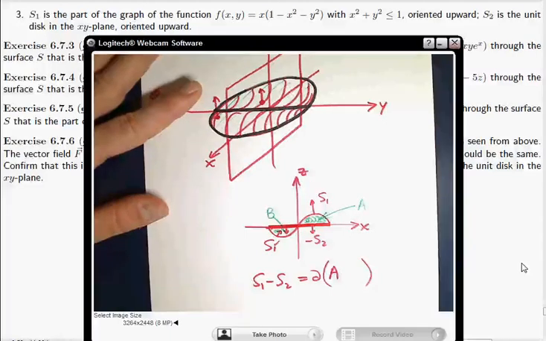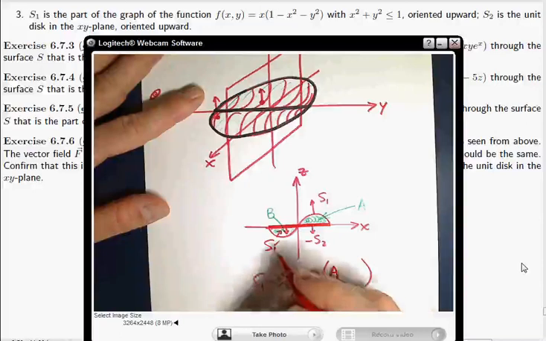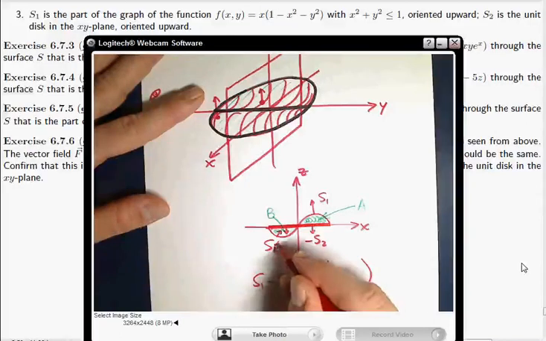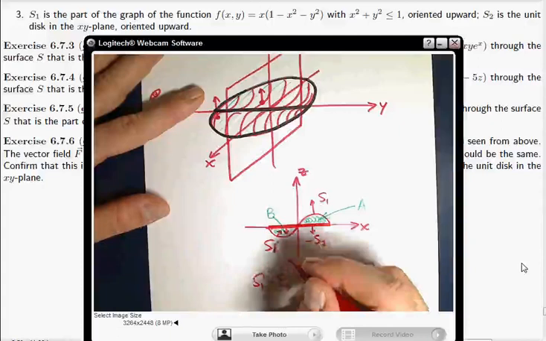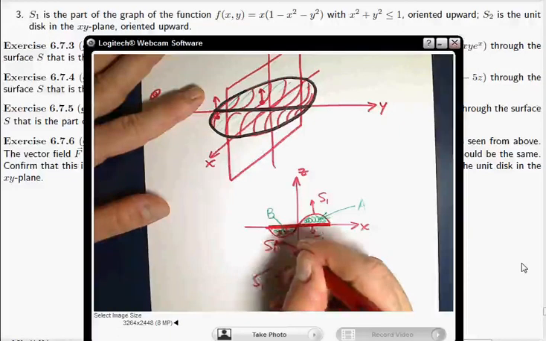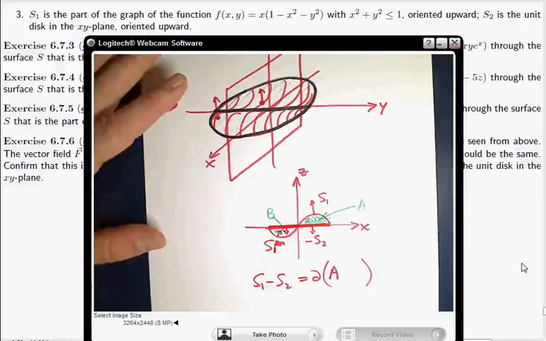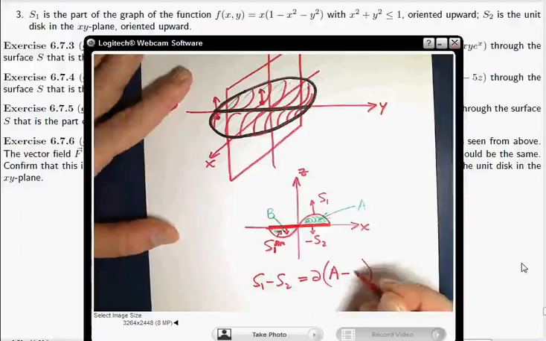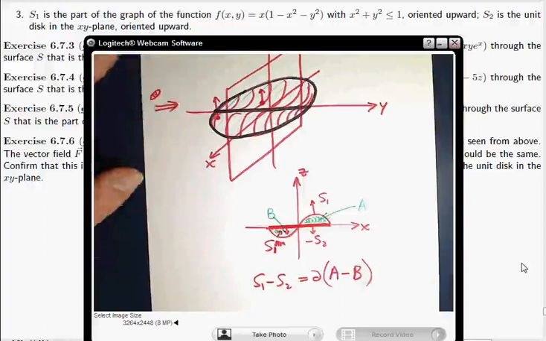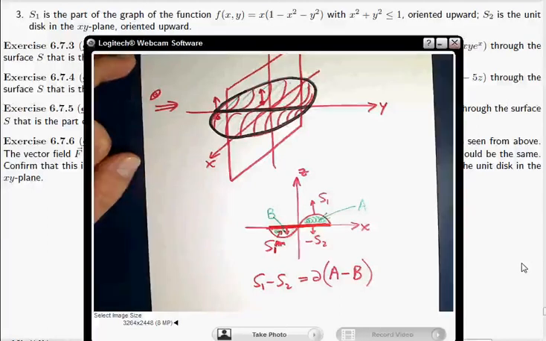I think I have an extraneous little mark there, I'm not sure how that got there. That's just supposed to be S1. Sorry about that. I wish I had white-out. Let me just cross it out. So I'm going to say it's actually A minus B. Does that make sense? Yeah.